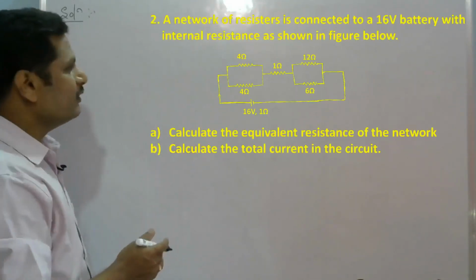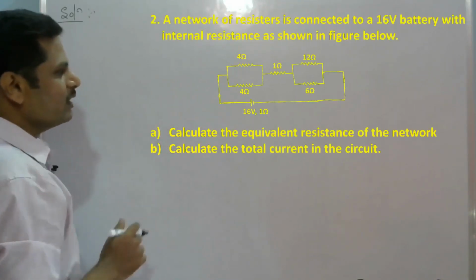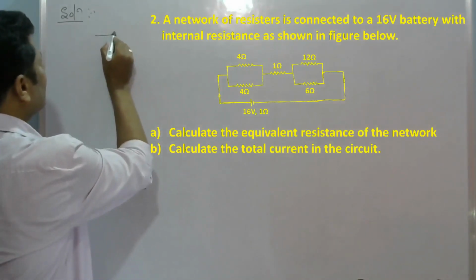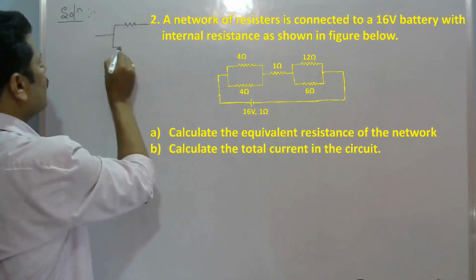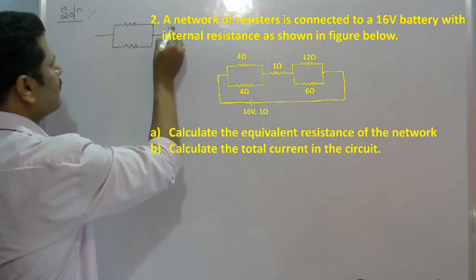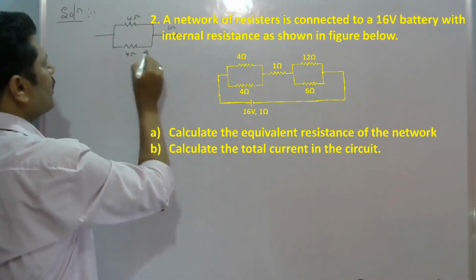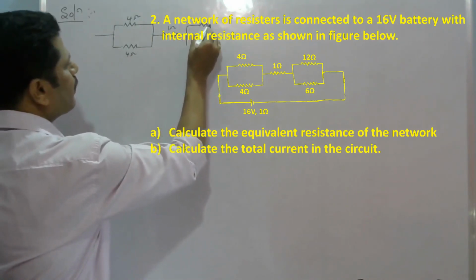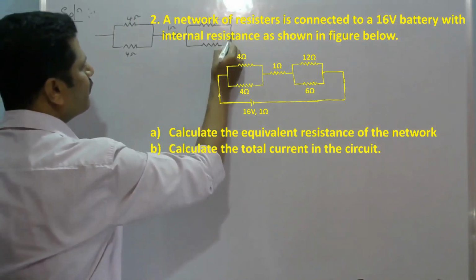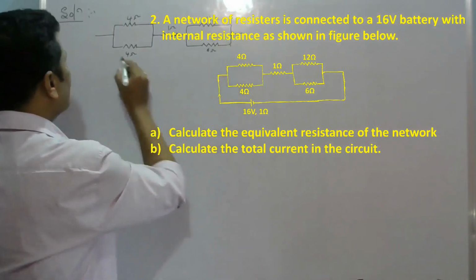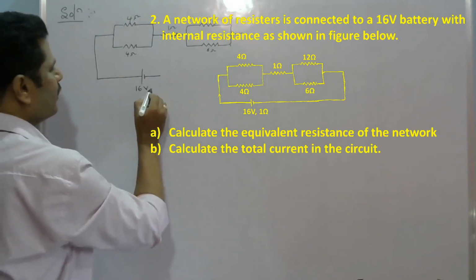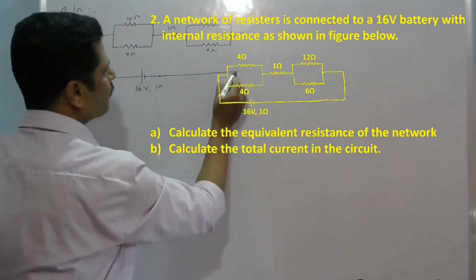In this problem, we need to find out the equivalent resistance as well as the total current in the network. So first, let me draw the given network. Here we have a 4 ohm resistance and one more 4 ohm resistance connected in parallel. Next, in series, we connected a 1 ohm resistance, then a 4 ohm, and another 4 ohm. And here we connected a 12 ohm resistance as well as a 6 ohm. This is the given network, and this combination is connected to the source of EMF, 16 volt, with internal resistance 1 ohm.